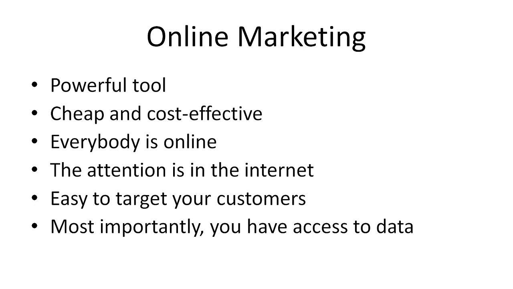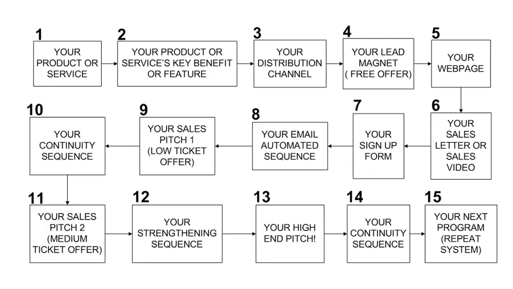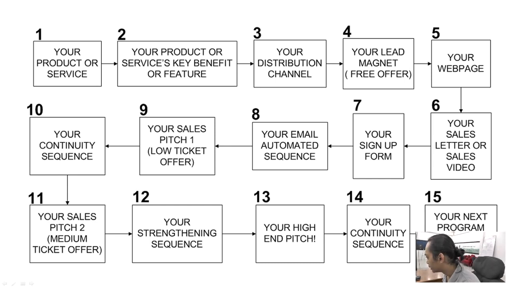All right? So basically, what is the system? Okay, I'm gonna run down. I'm sure you've seen this in the toolkit that I have provided you, so I'm just gonna review what the system basically is. Number 1 is your product or service. In the last 3 days, we have discussed how you can develop your product and your services based on your market.